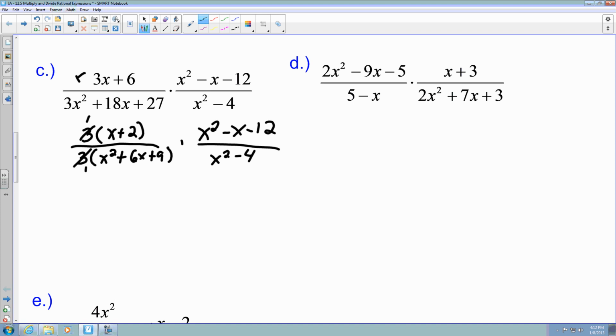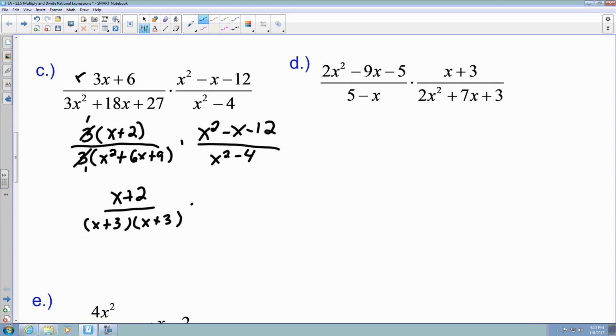So that's one step. Next, I see that my denominator in my first fraction can be reverse FOILed. So I'm going to have x plus 2 in my numerator, and I go parentheses, parentheses, x, x. The plus 9 means both the signs are going to be the same. The plus 6 means they're going to be positive, and the values are going to be 3 and 3.